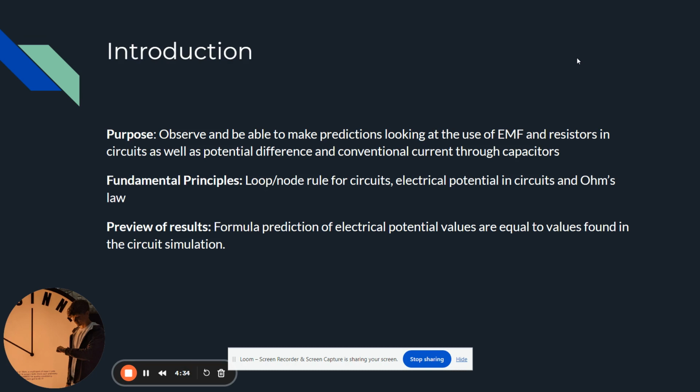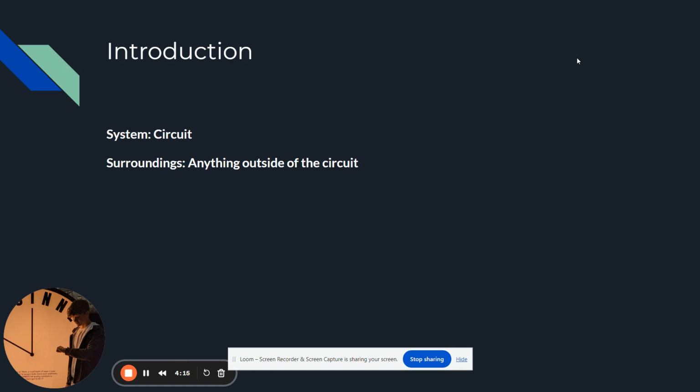of EMF from resistors and circuits, as well as potential difference and conventional currents through capacitors. The fundamental principles here are the loop and node rules for circuits, electrical potentials in circuits, and Ohm's law. In a preview of the results, the formula predictions for electrical potential values are equal to the values found in the circuit simulation. So overall, the system will be the circuit and the surroundings are anything outside of the circuit.